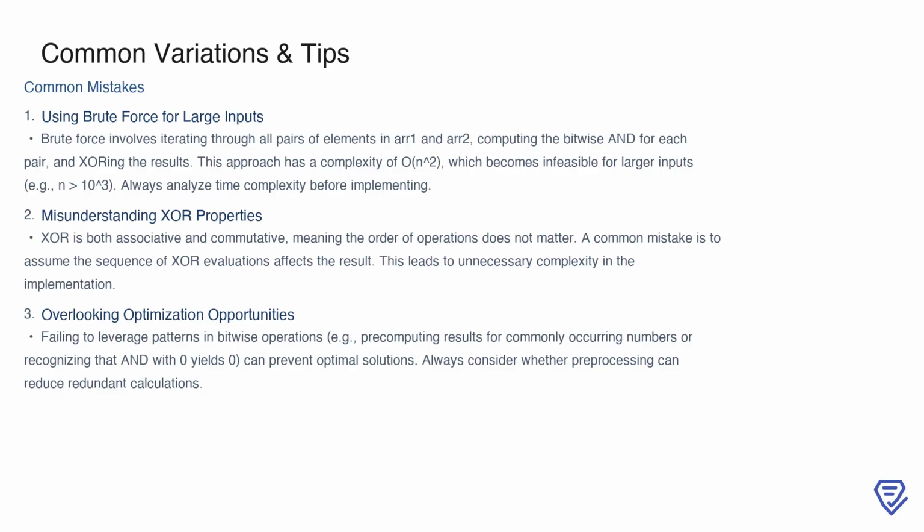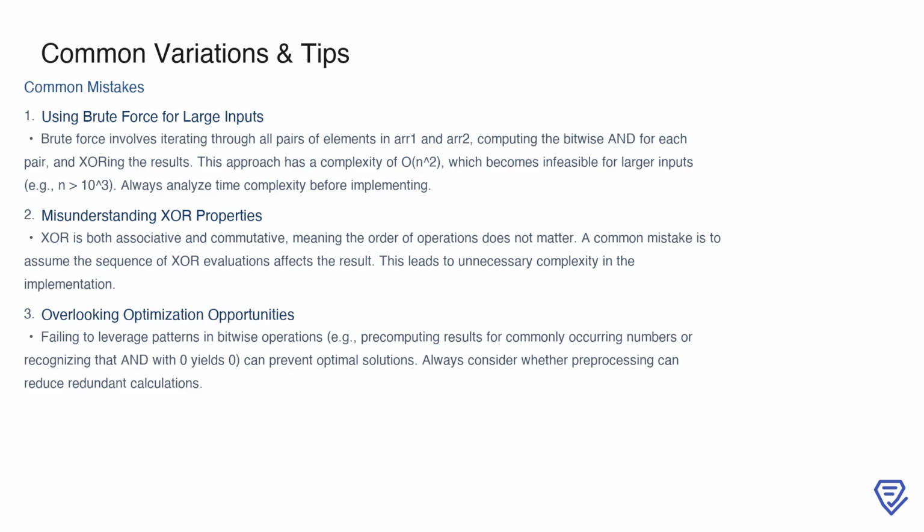Brute force involves iterating through all possible pairs of elements in ARR1 and ARR2, calculating the bitwise AND for each pair, and then XORing the results together. While this approach might be acceptable for small datasets, it has a time complexity of O(n squared), which becomes impractical when the size of the arrays exceeds 10 cubed or more. Always analyze the time complexity of your approach before implementing it.